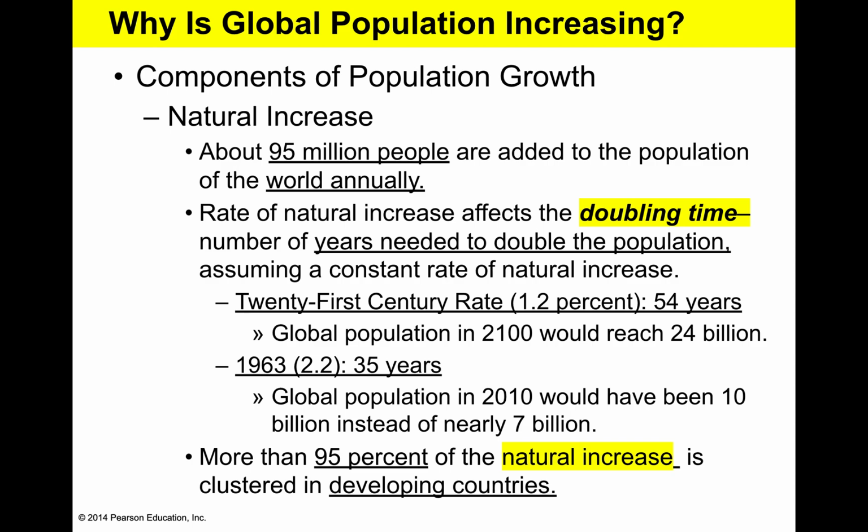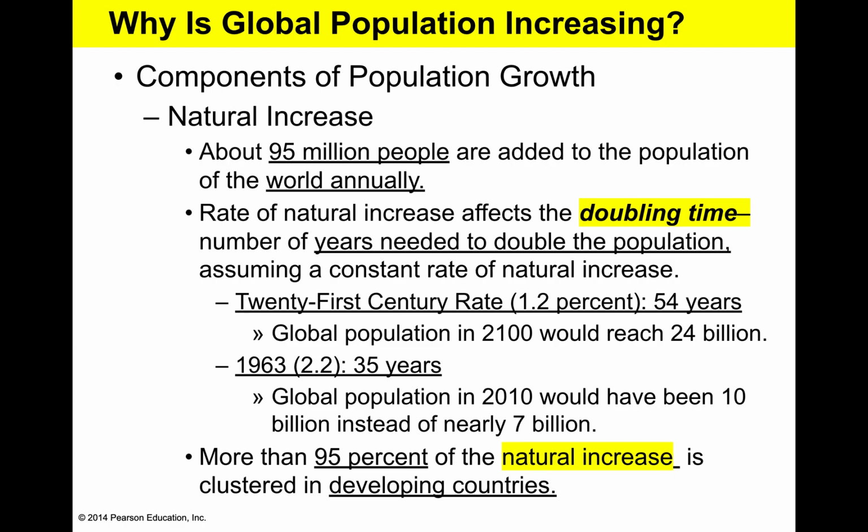The doubling time is the years needed to double the population. So let's assume in the 21st century, the natural increase rate remains at 1.2%. That means it'll take 54 years to double the current population of 7.6 billion people. The global population could reach up to 24 billion people. Could reach. Again, these are projections. There's no guarantee that it's going to be 24 billion people.